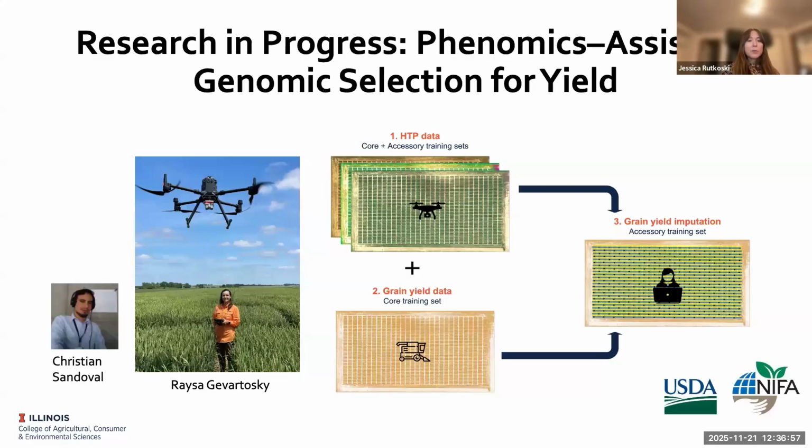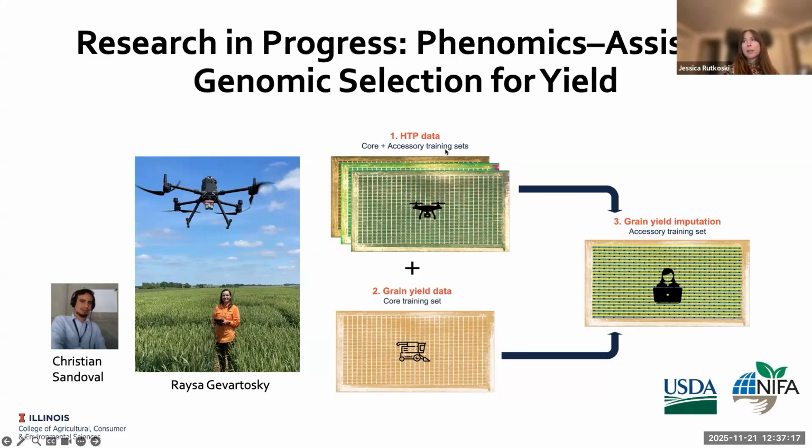Okay, so one of the things we're trying to see is whether we can do something similar with yield, where we look at whether we can use predicted phenotypic traits, like predicted yield, from the information we can collect from drones.